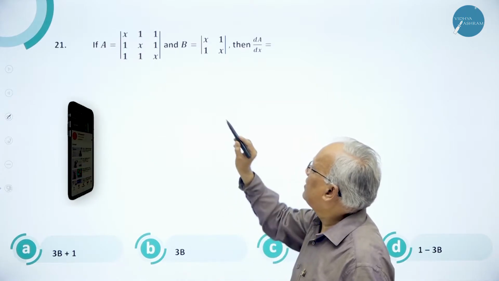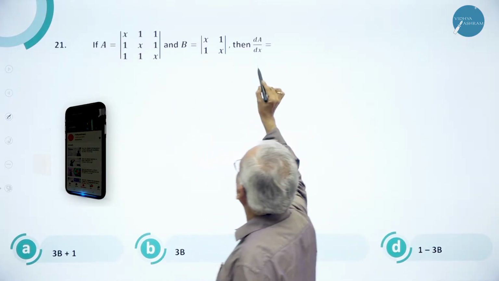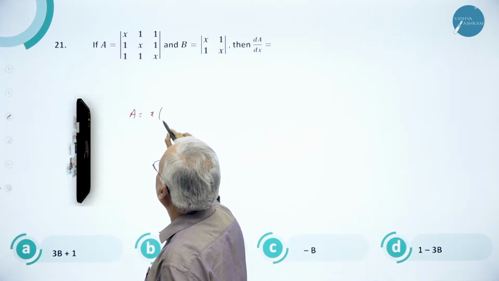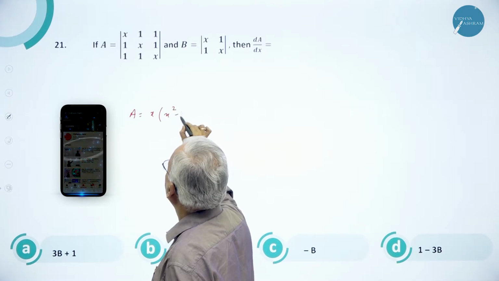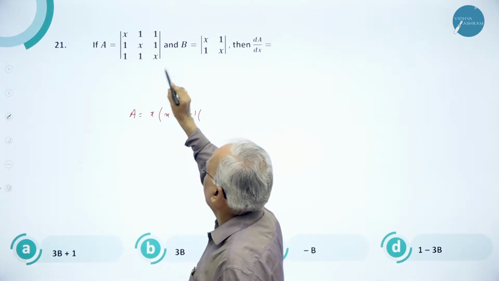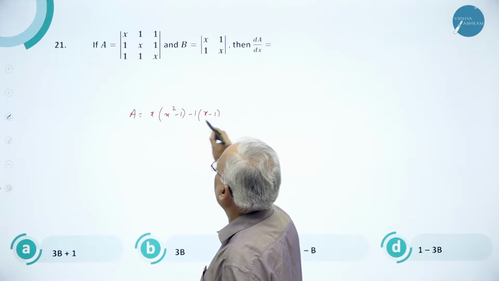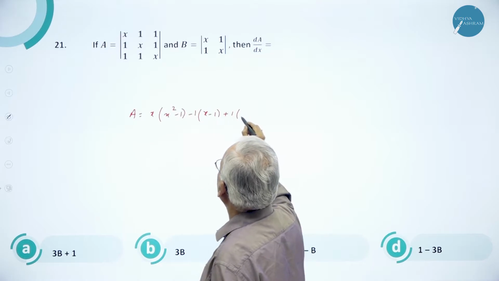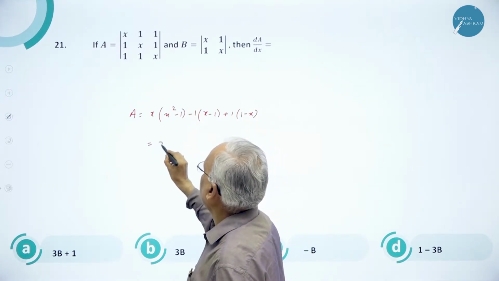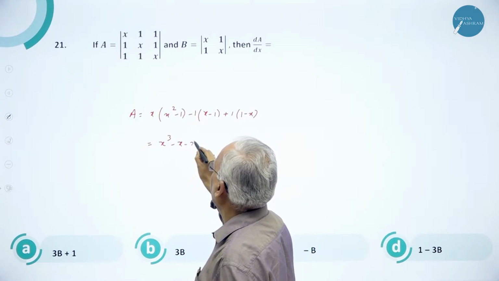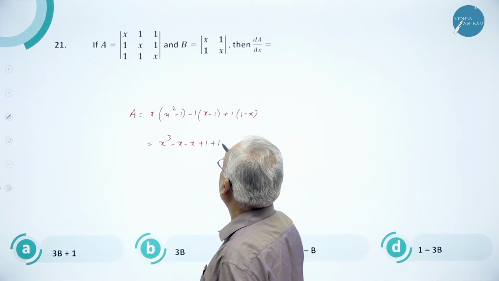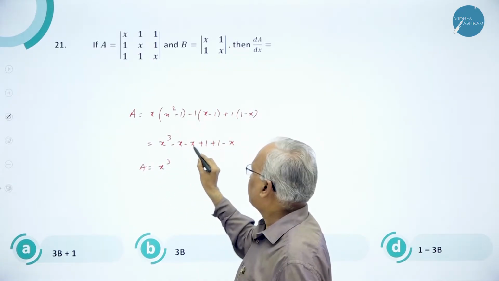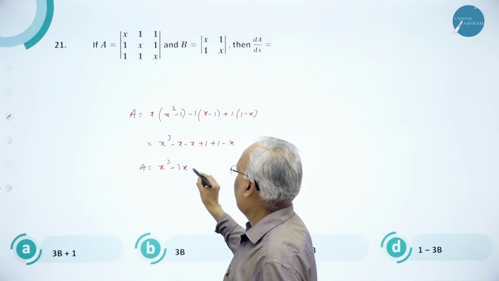A is a determinant, B is also a determinant. So you want dA by dx, right? So find A. A is equal to x into x squared minus 1, minus 1 into x minus 1, plus 1 into 1 minus x. Expand this. It is equal to x cube minus x plus 1, minus x, therefore A equals x cube minus 3x plus 2.